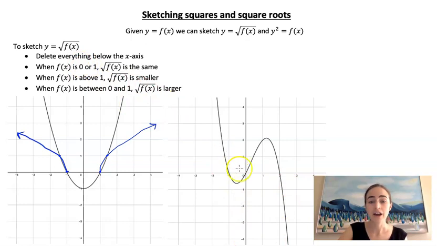Then we can say whenever our function is 0, our new function is going to be 0 as well. So we know it's going to pass through these 3 points. And wherever it's 1, it's going to be equal as well. So these 3 points here. So that gives us a good starting off point, but then we need to figure out what's going to happen.